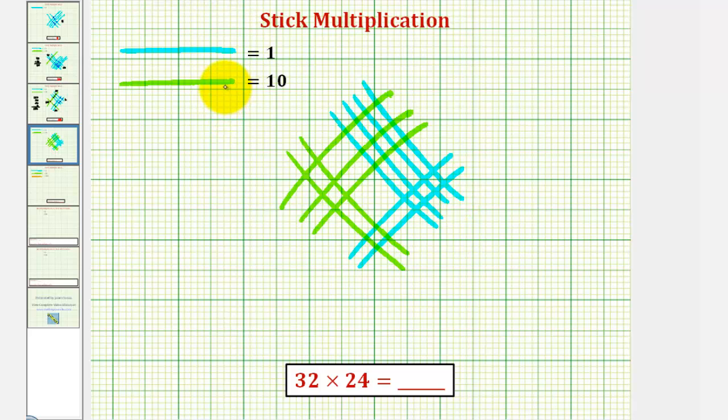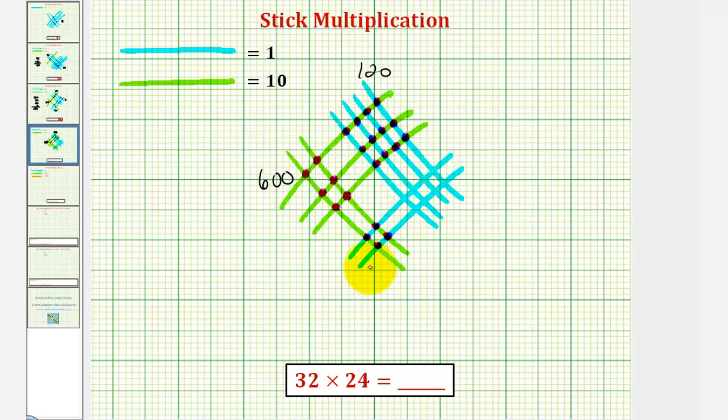Each intersection point of 2 greens represents 10 times 10 or 100. So here we have 100, 200, 300, 400, 500, 600. The intersection points of a blue and a green represents 1 times 10 or 10. So we have 10, 20, 30, 40, 50, 60, 70, 80, 90, 100, 110, 120. And here we have 10, 20, 30, 40.